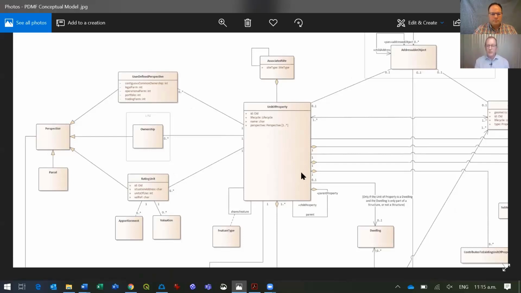So that was the first question, and I hope that's explained what a perspective is and how it fits into the model that we've got. And effectively, it's just what somebody wants to do with their land at the time.